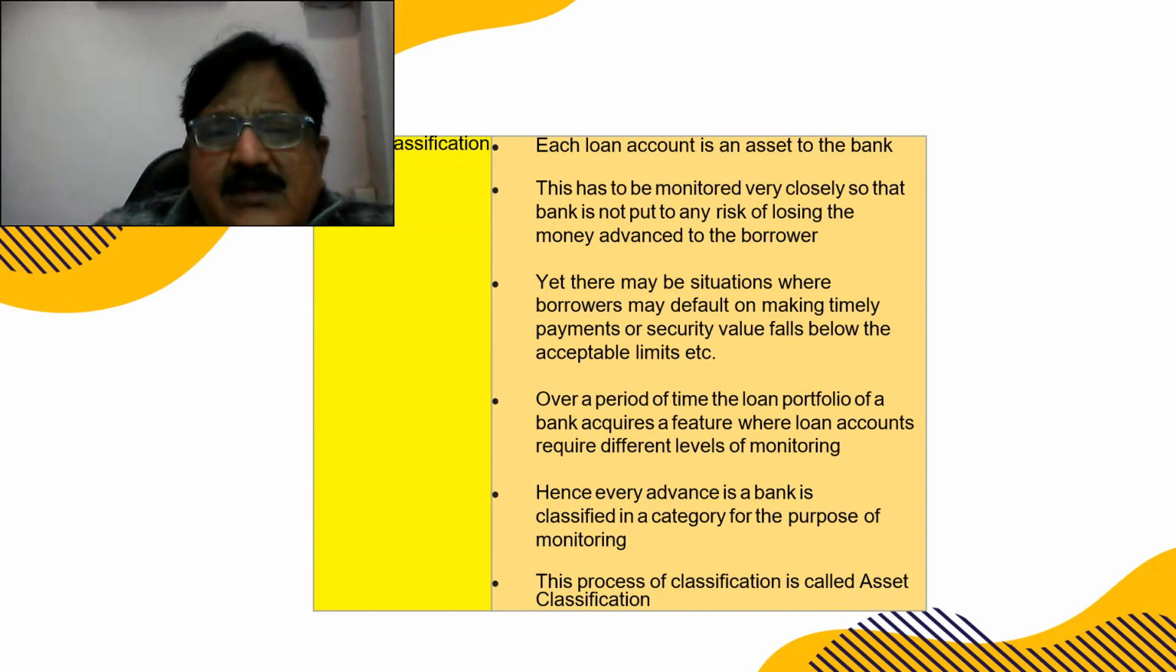There may be various situations where borrowers may default in making timely repayment, or the security value falls below the acceptable limit. If the value decreases over a period of time, the loan portfolio of a bank requires features where loan accounts require different levels of monitoring, right? It may become irregular first, then NPA, then substandard, doubtful, and loss assets. Hence, every advance is classified in a category for the purpose of monitoring. If it is standard, there is no need of recovery, but still we monitor, because if there is any default, we can follow up with the borrower. So this process of classification is called asset classification.